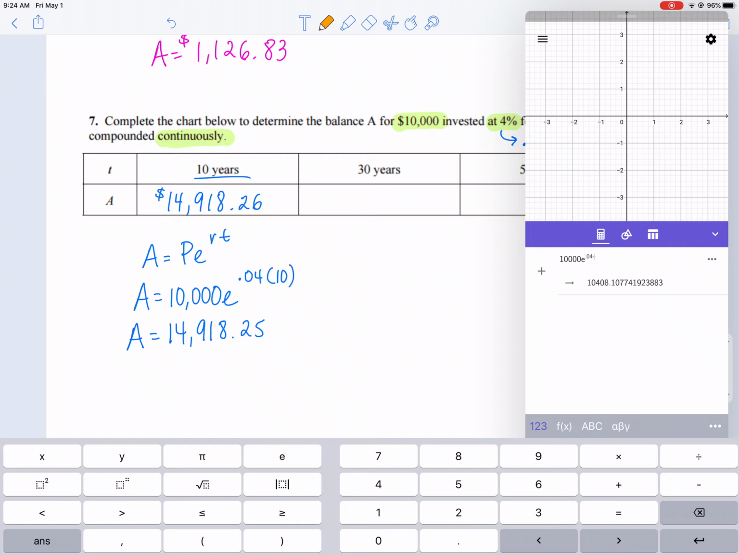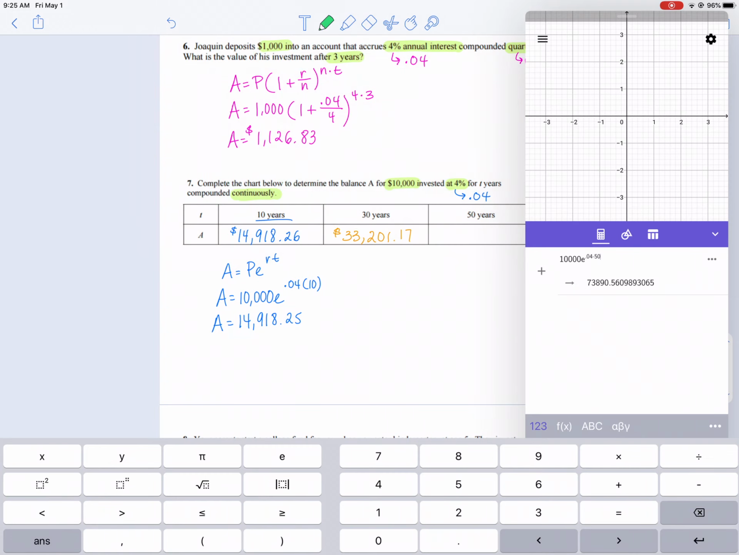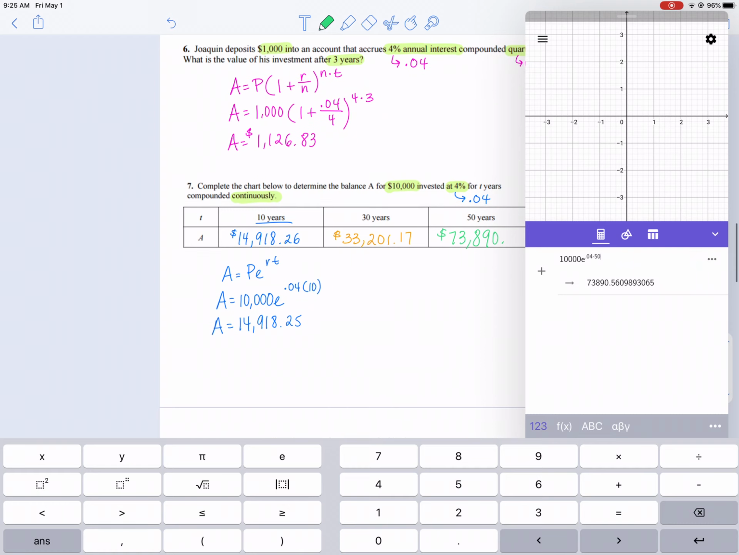Okay, how is that changing for 30 years? The only thing that changes is your exponent. So look, now I have, wow, much bigger. You leave it in for 20 more years, you now have $33,201.17. And the last one, I believe, is 50. So now if I go back and just make it 50, I have 73,000. This one is $73,890.56.